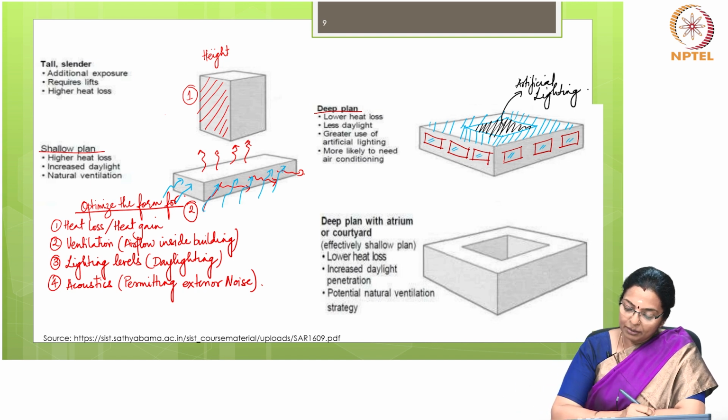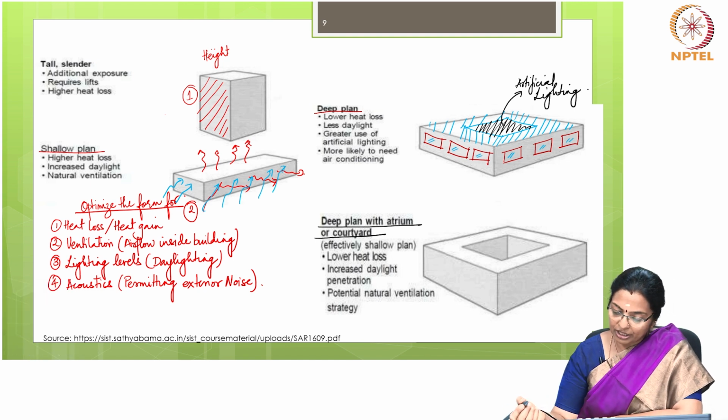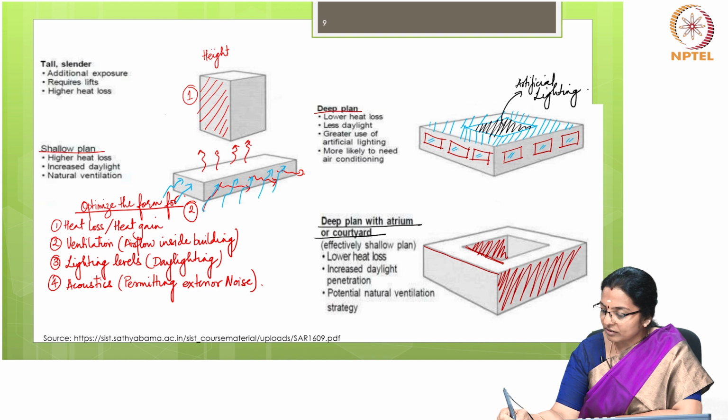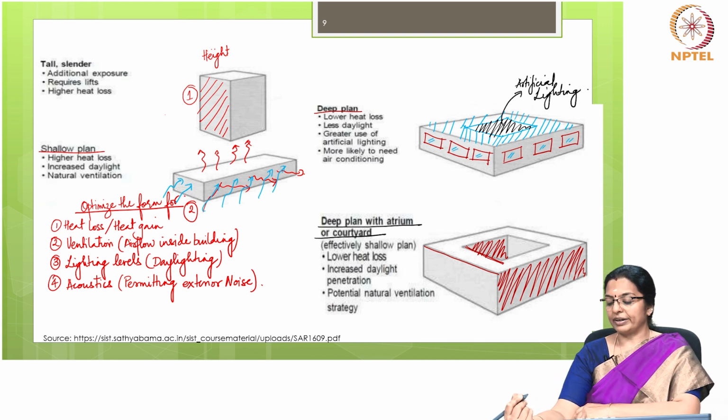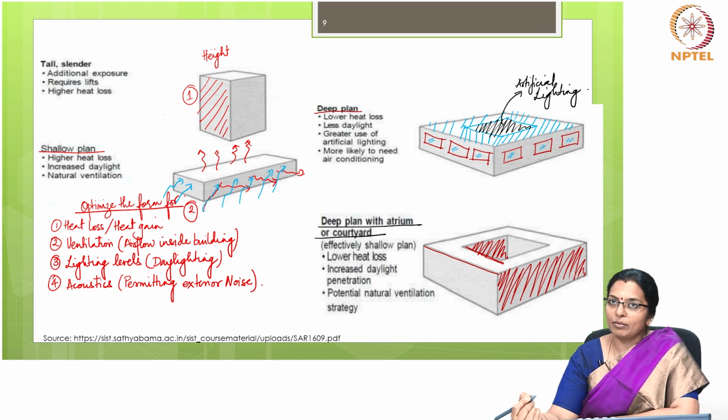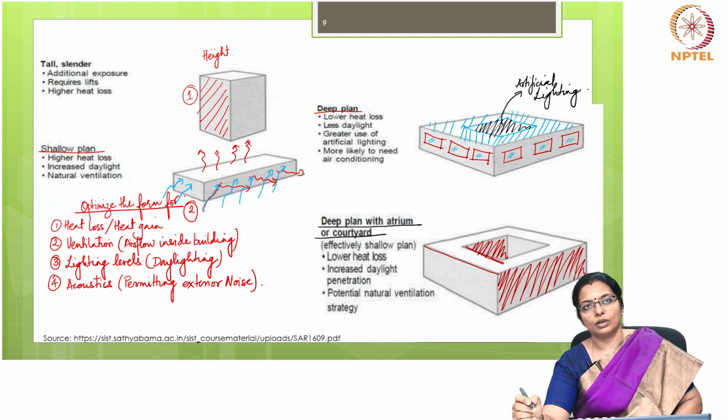Then you have a deep plan with an atrium or a courtyard, which is effectively a shallow plan. We can call it a shallow plan because these two surfaces are exposed surfaces. In a way, one is primary exposed, another is secondary. So we can have lower heat loss, increased daylight penetration, and potential for natural ventilation. But does the climate need it? That is something we have to see.